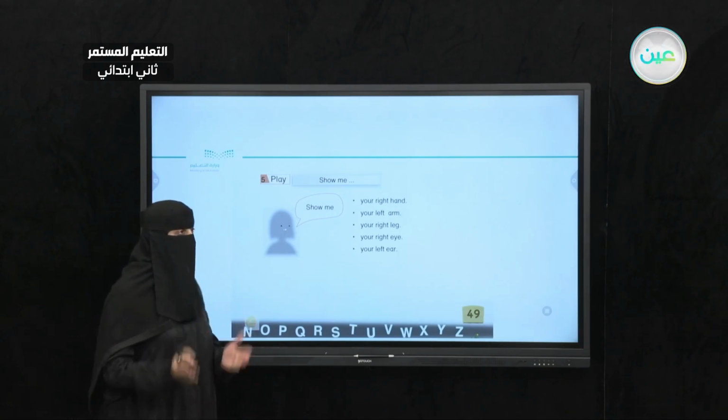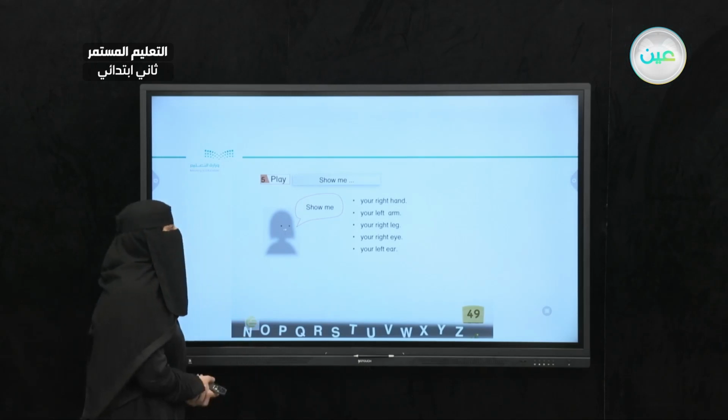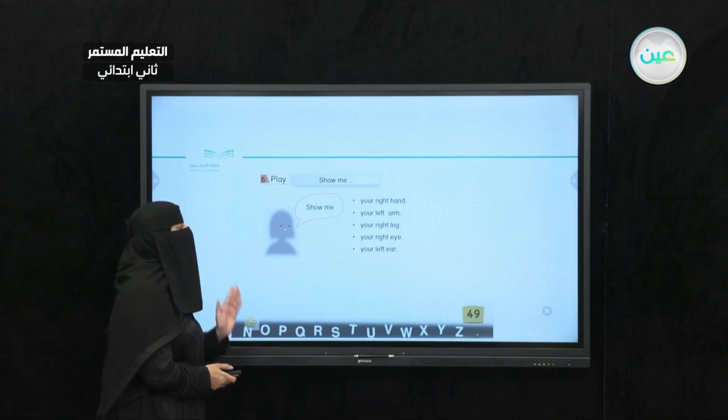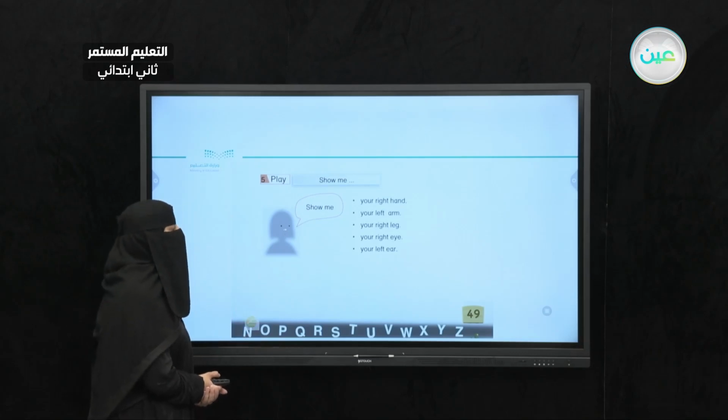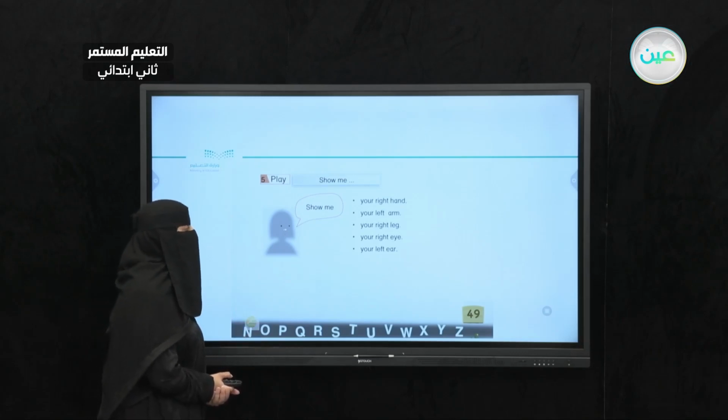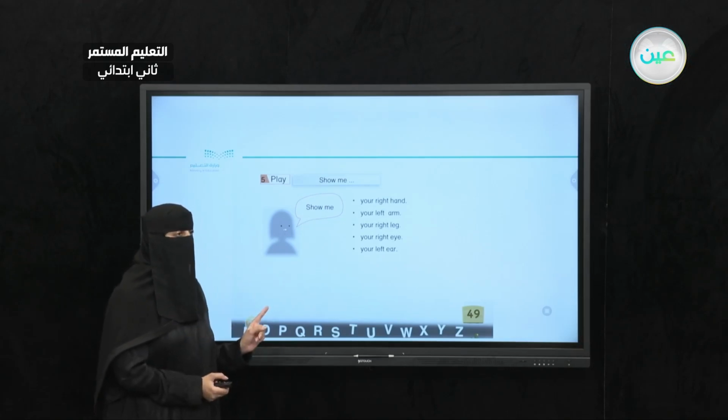Don't mix it with the left one. Point at your right leg. Very good. Show me your right eye. Where is your right eye? Point at your right eye. Very good. Now show me your left ear.